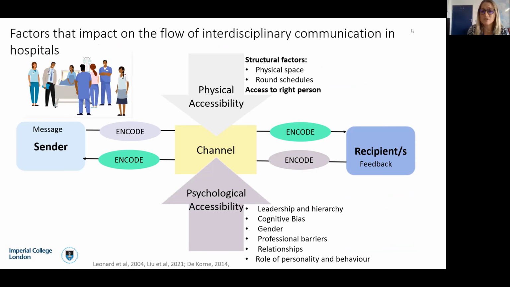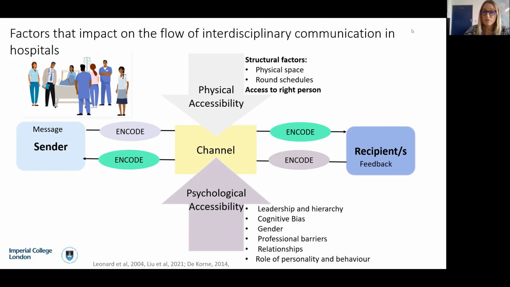It's interesting that there are many things that will influence or impact on the flow of interdisciplinary communication in hospital. As you're sitting there, I'm sure you can think of a number of factors that might not necessarily even be mentioned on the screen or in this presentation. But the author Lou and colleagues suggest that there are two main categories of factors that either hinder or help the flow of communication. And maybe just think of whether you can recognize these.